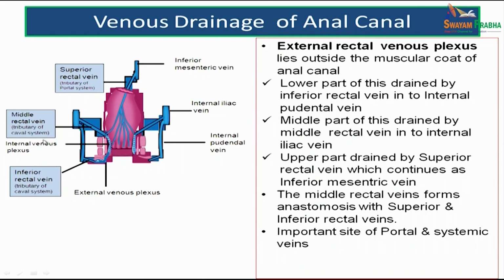So, this middle rectal and inferior rectal vein are tributaries of caval system, and your superior rectal vein, which continues as inferior mesenteric vein, is a tributary of portal system. So, in the anal canal you can see that there is portocaval anastomosis. Portal component is by superior rectal vein and caval component is by the middle and inferior rectal vein. So, anal canal is an important site of portal and systemic veins, that is, the important site of portocaval anastomosis.